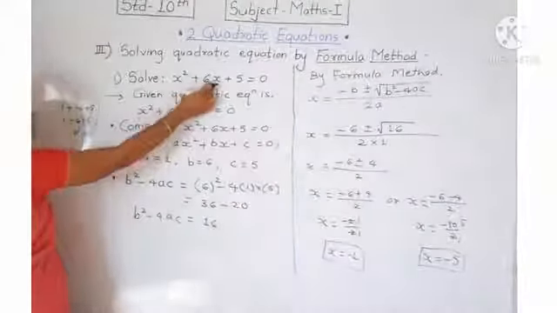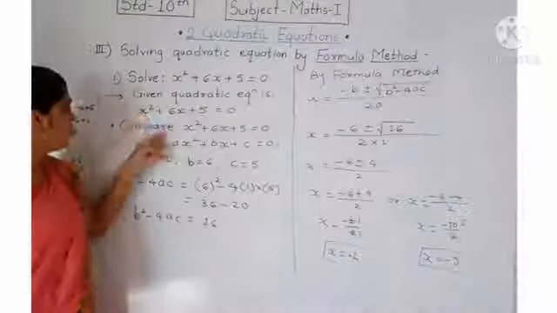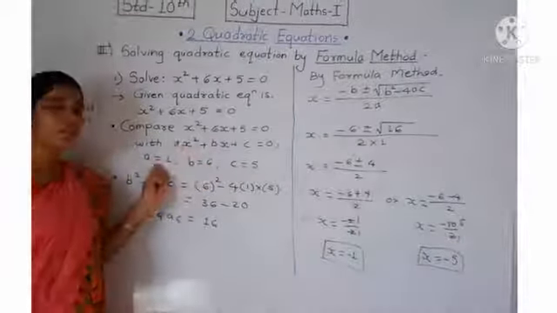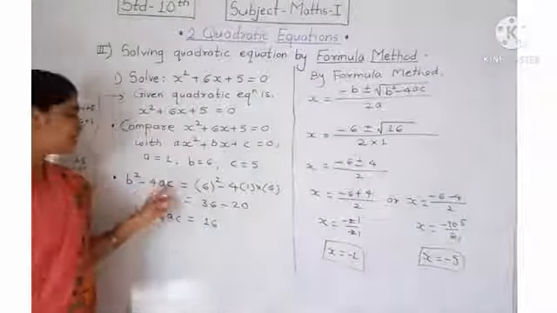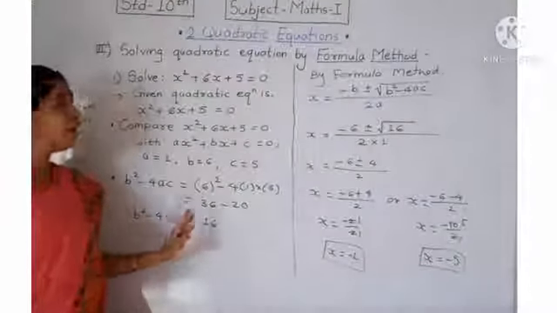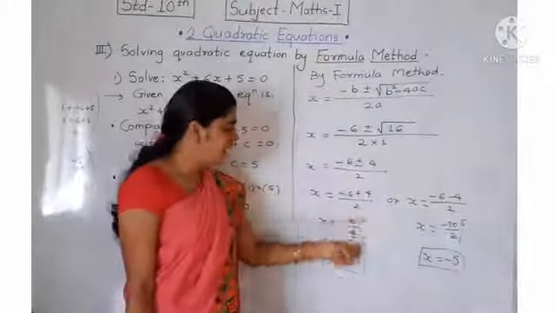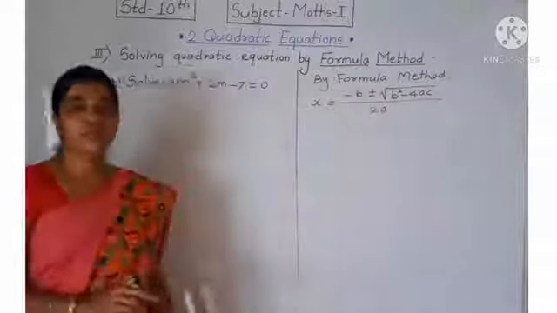In the formula method, first write the given quadratic equation in standard form. If it is in the standard form, then compare with ax square plus bx plus c is equal to 0 and calculate the values of a, b, c. Then calculate b square minus 4ac, simplify, and then apply the formula, substitute the values correctly and then simplify to get the answer. See one more example.